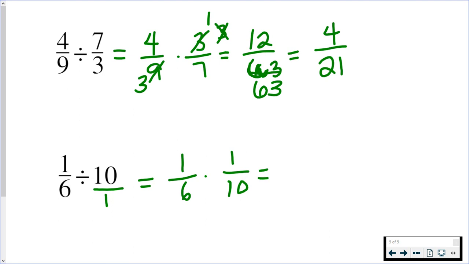So I keep 1 over 6, change division to multiplication, flip the 10, and it becomes 1 over 10. Like I said earlier, that's called the reciprocal. Reciprocal is 1 over the number. So that's why it was 1 over 10. Multiply straight across, and I cannot simplify 1 over 60.